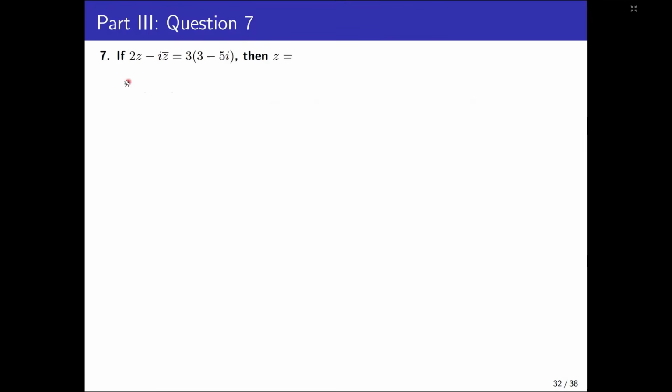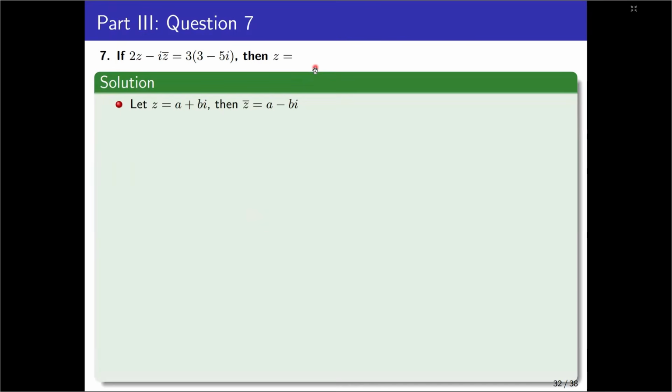And next question. Question number 7: if twice of z minus i times z bar is equal to 3 times (3 minus 5i), then z is equal to blank. So by letting z in standard form be a plus bi, then z bar is a minus bi. When we substitute this, we obtain 2 times (a plus bi) minus i times z bar, that is a minus bi, is equal to 9 minus 15i.